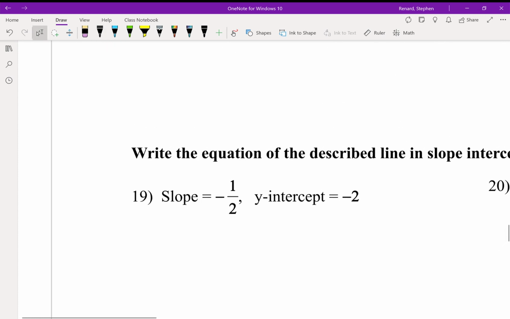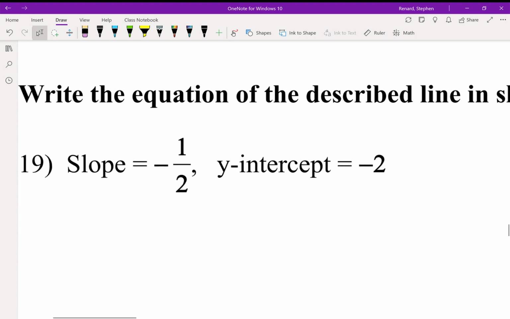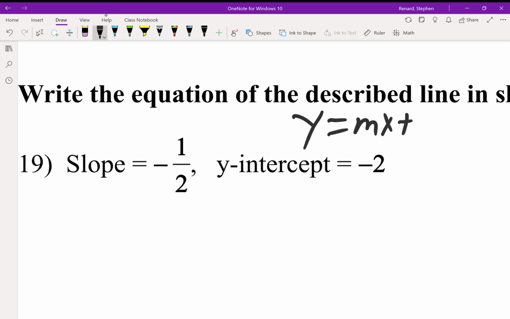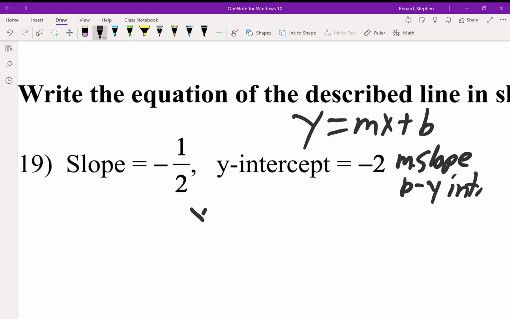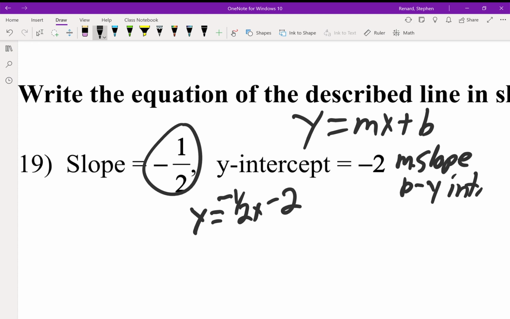Okay, write the equation of the described line in slope-intercept form. So here, where they give us slope-intercept, we know that slope-intercept is y equals mx plus b, where m is the slope and b is the y-intercept. So we go y equals, and then instead of our slope, we're going to put what they gave us, negative 1/2 x. And then plus b, instead of b, we're going to put our y-intercept, which is negative 2. And that's it.